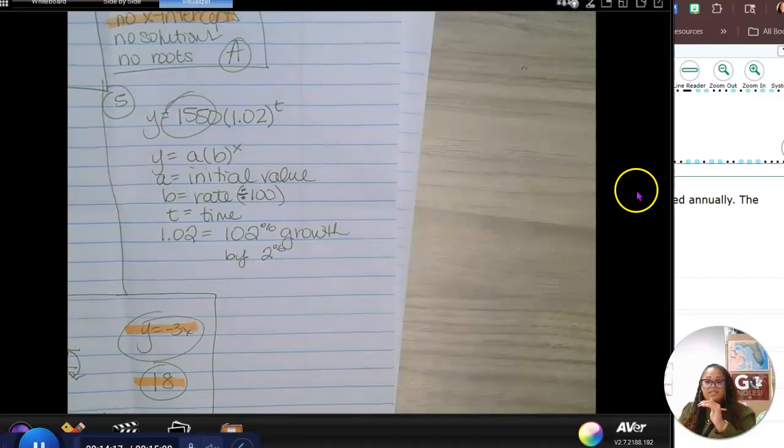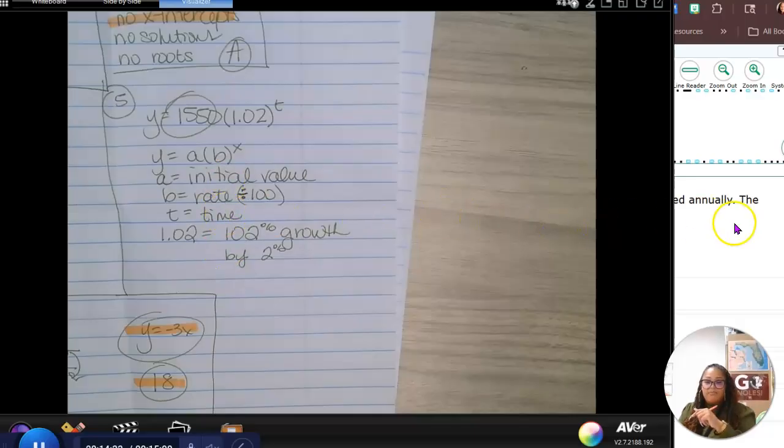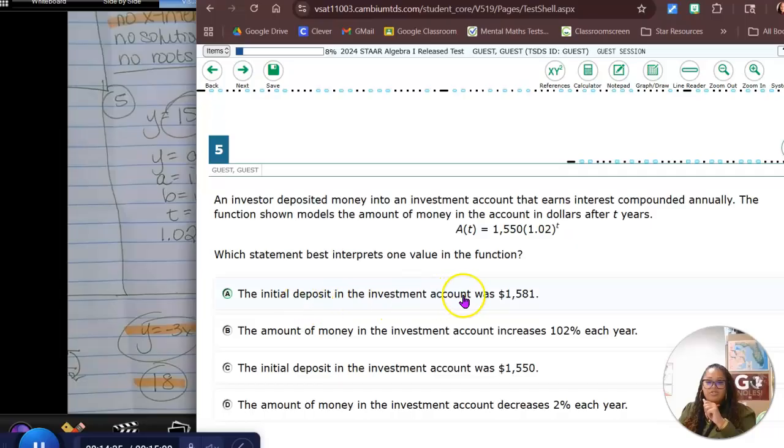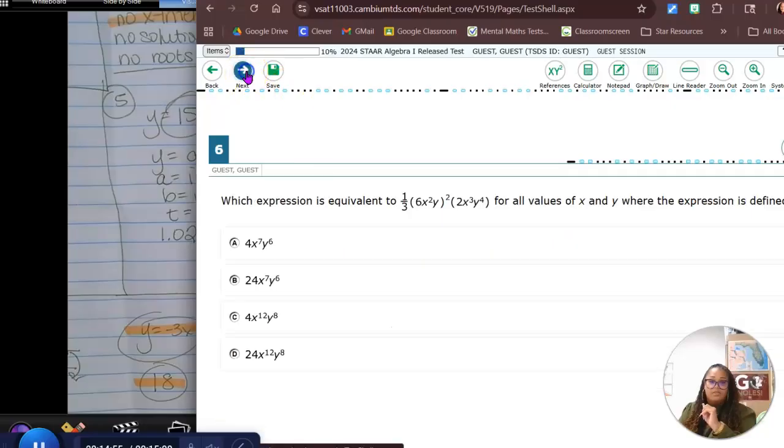So I need to ask myself which part of this question or equation it's asking about specifically. It says the initial deposit was 1581. That is incorrect. It says the investment account increases 102% each year. The initial deposit was 1550, and the amount of the investment decreases by 2%. No, decrease is not it. It's an increase because it's past 100. Okay, it does not increase by 102. It only increases by 2%. So this answer is wrong, and this one would be correct. Go to the next question.